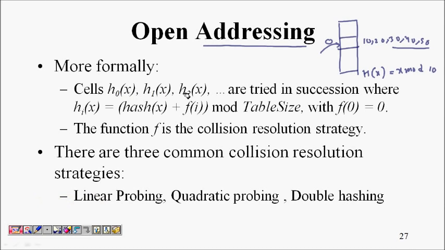We have cells h0(x), h1(x), h2(x) tried in succession, where hi(x) is given by hash of x plus f(i), modulo table size, okay, where f(0) is 0. So hash(x) is there, which was x modulo 10, and then modulo table size. There are three common examples: linear probing, quadratic probing, and double hashing. We will be using linear probing.